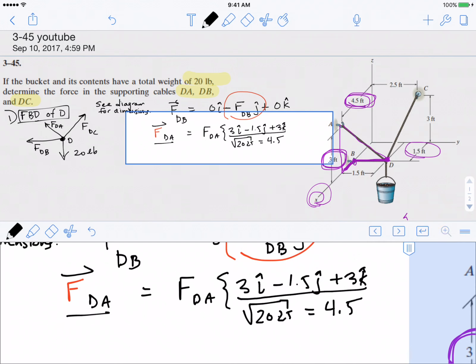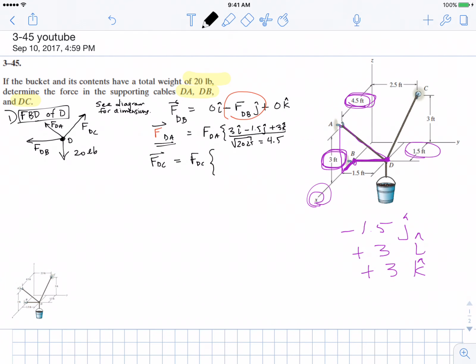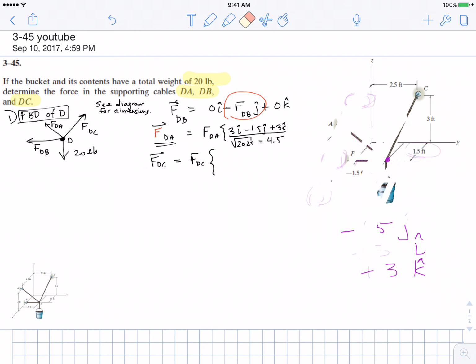So good job, we wrote FDA. We're done with FDA. And now we want to move on to FDC. So the vector FDC will equal its magnitude FDC times the position vector divided by its magnitude. So let's go back to our big picture. We are working now on FDC. So let's think about FDC.